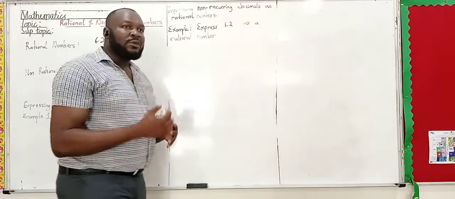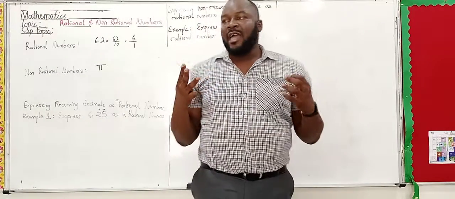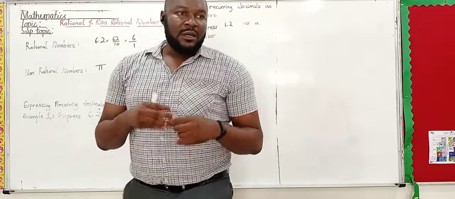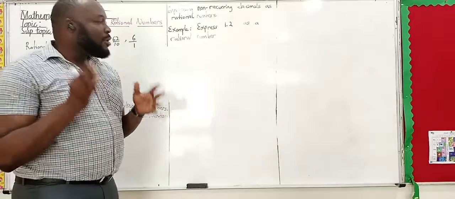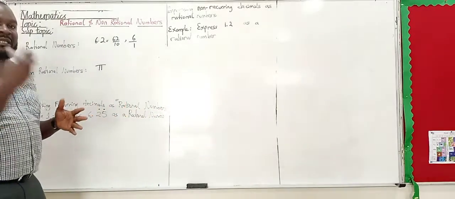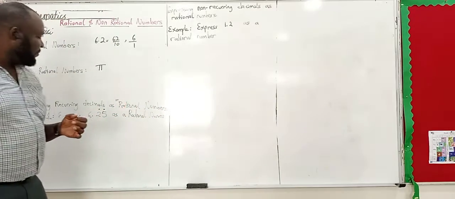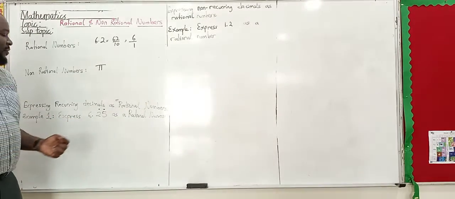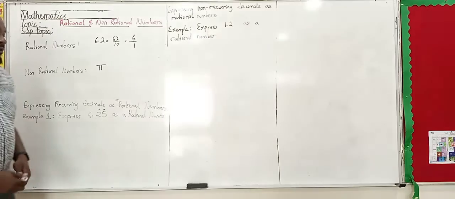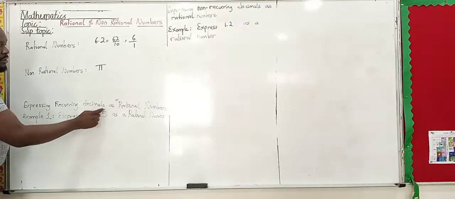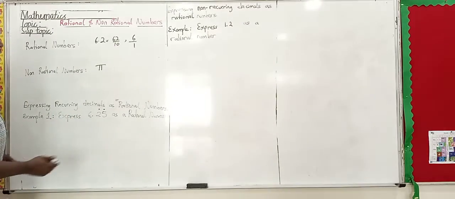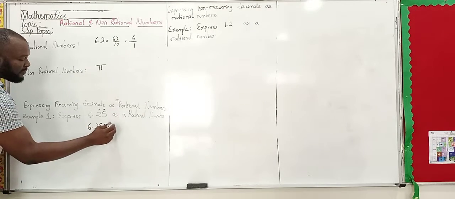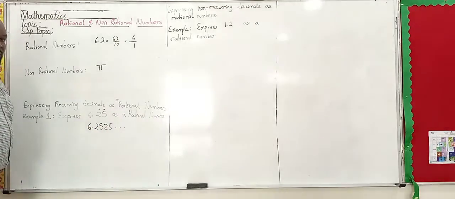We went on to explain how to express recurring decimals as rational numbers. Recurring decimals are decimals that keep on repeating themselves till infinity. We want to express 6.25 with a dot on the 2 and 5 as a rational number. If you notice there's a dot on 2 and 5, which means that this number can be written as 6.2525. It keeps on going.